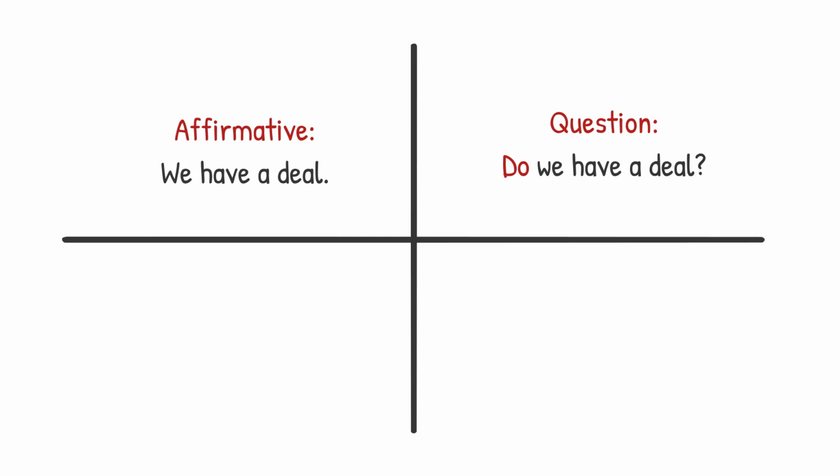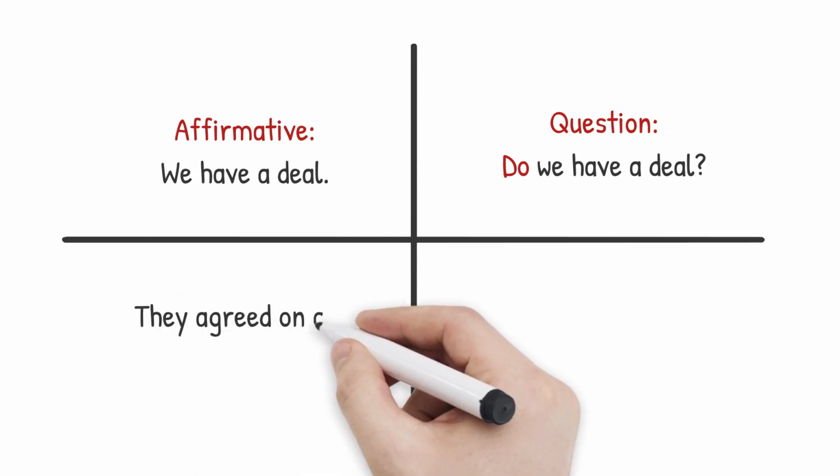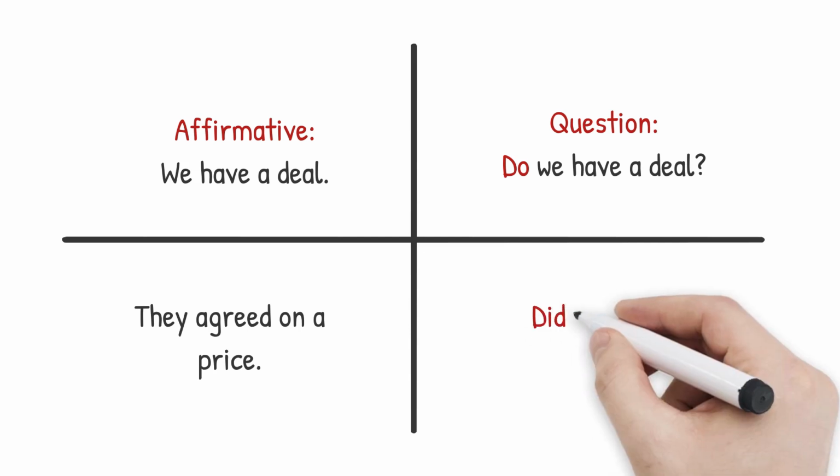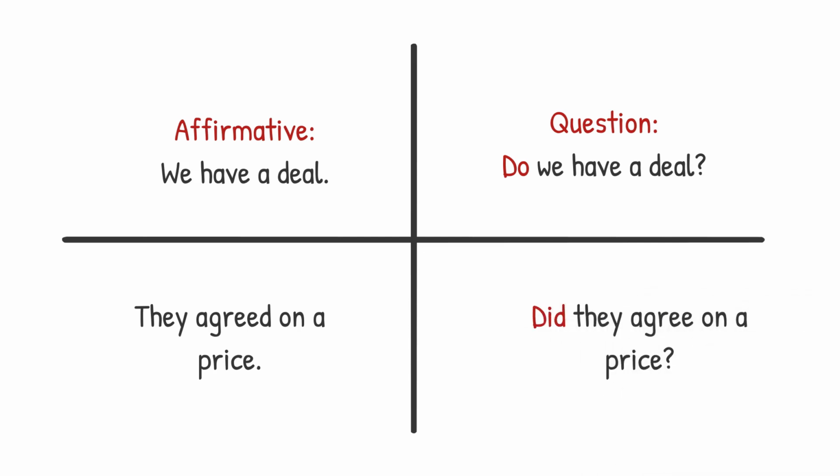So how would that work in the past tense? Let's have a look. They agreed on a price. Because the sentence is in the simple past tense, we use the corresponding form of the verb to do, which is did. Did they agree on a price?